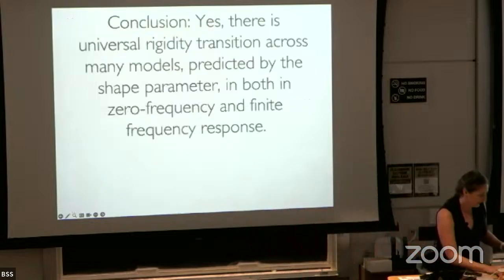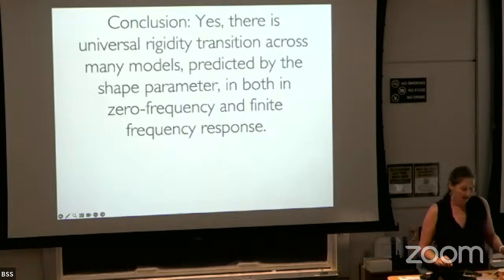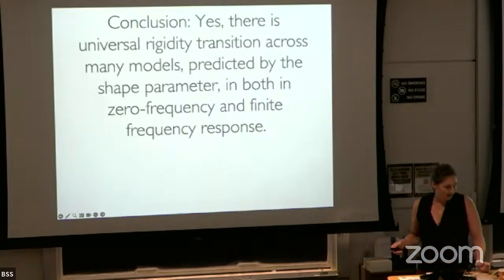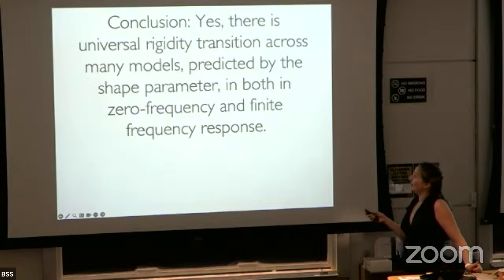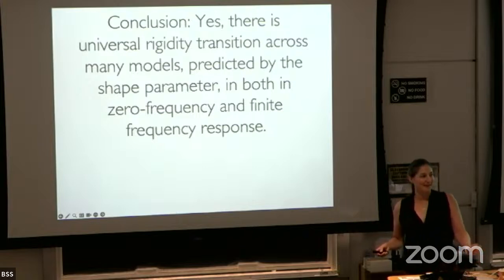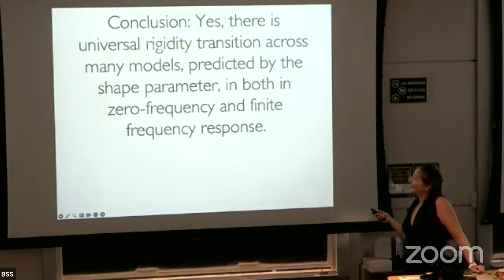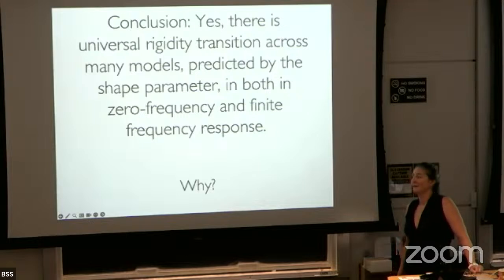So I'm going to say a crazy thing and then we can do something else. Okay, so let me say the crazy thing, which is, what I just showed you a while back now, but thank you for all the good questions, is that there is a rigidity transition across many models. It's predicted by this cell shape parameter in both zero frequency and finite frequency response. That's what I showed you all those slides about. Okay, so in small letters, the question is, why?